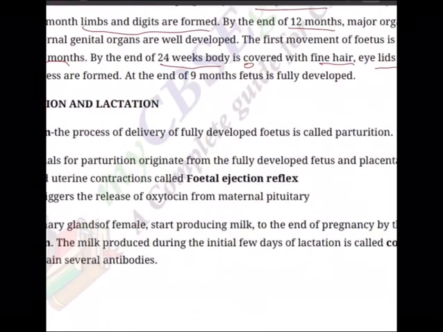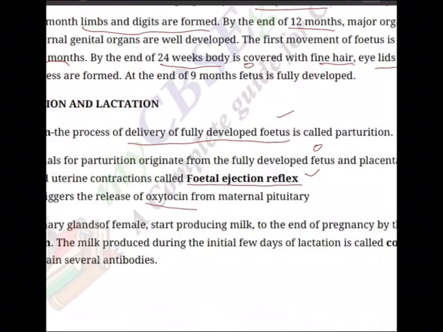And parturition now is the process of delivery of the fully developed fetus. It's called parturition, separation of the growing embryo from the mother. The signals for parturition originate from the fully developed fetus and placenta, inducing mild uterine contractions called fetal ejection reflex. So there will be mild movements. It triggers the release of oxytocin from the maternal pituitary.